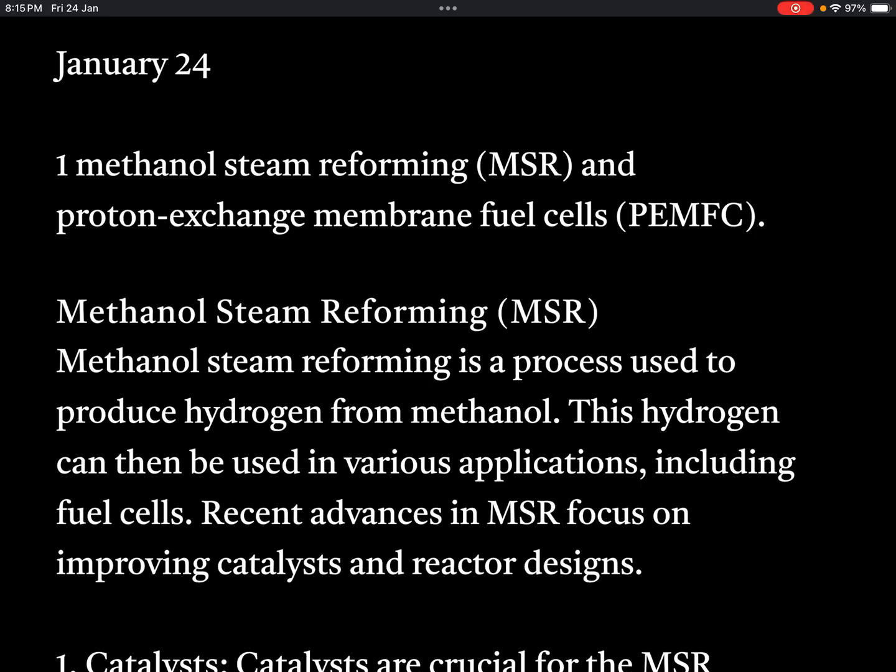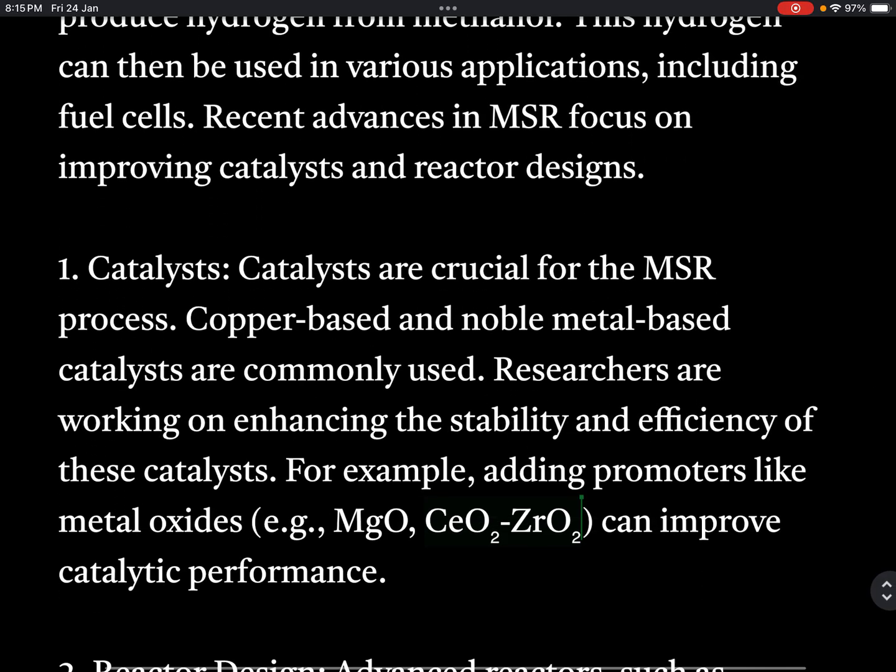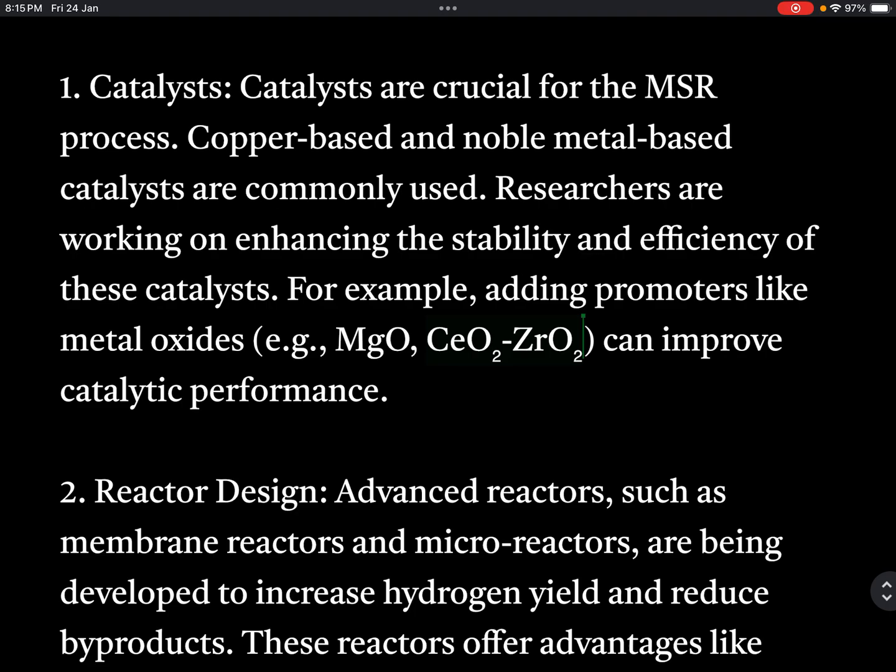Recent advances in MSR focus on improving catalyst and reactor designs. So what will happen to catalyst and reactor designs? If we improve them, then we might save a lot of money and effort. Catalysts are crucial for the MSR process. Copper-based and noble metal-based catalysts are commonly used. Researchers are working on enhancing the stability and efficiency of these catalysts, for example, adding promoters like metal oxides, like magnesium oxide.